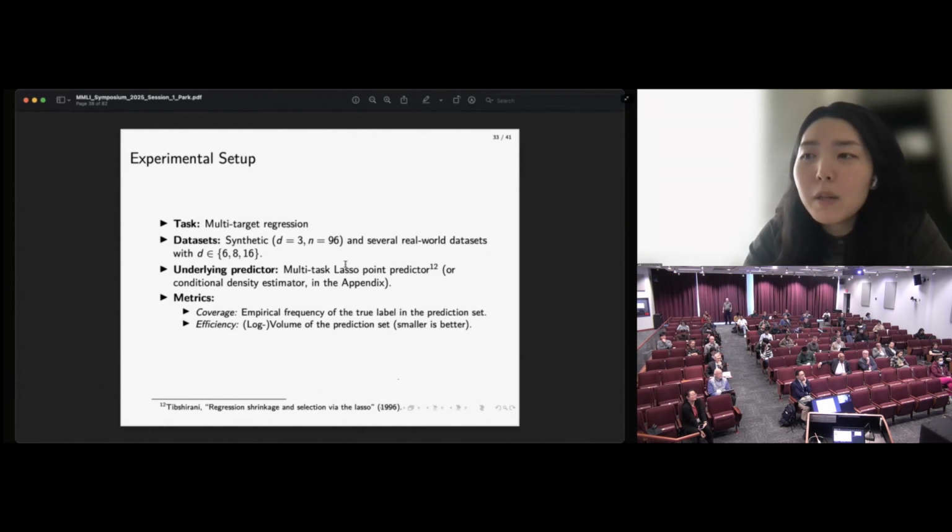Our coverage metric is the average fraction of the times that the prediction set contains the true test label. And marginal validity would require that coverage is at least 1 minus alpha. And as you know, the coverage can trivially be maximized to 1 by returning the entire R^d as the prediction set all the time. So we also report the efficiency, which is the volume of the prediction set, such that smaller is better.